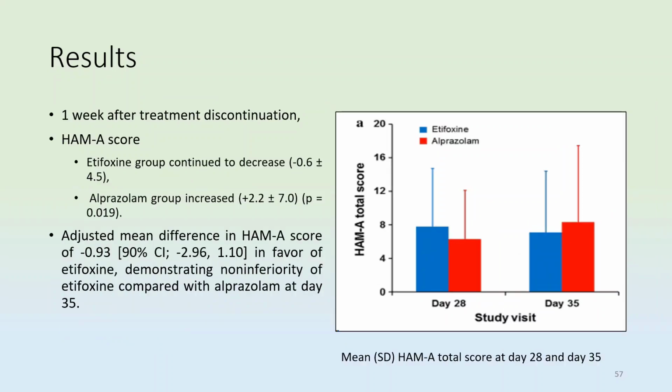One week after treatment discontinuation, HAM-A scores of the etifoxine group continued to decrease, whereas the alprazolam group increased. An adjusted mean difference in the HAM-A score of minus 0.93 in favor of etifoxine demonstrated non-inferiority of etifoxine compared with alprazolam at day 35.